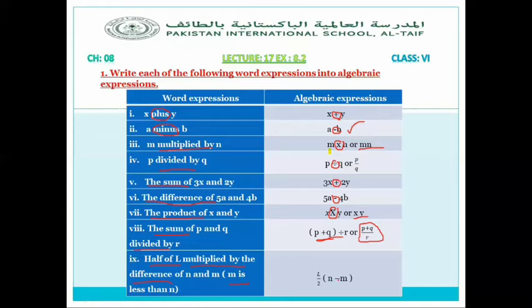So here we write the half of L, which means L over 2, the bracket is started, multiplied by. This relation, multiplied by, is connected with the remaining two values, and the remaining two values are n and m, and this is the condition that m is less than n. M is less than n means n minus m.